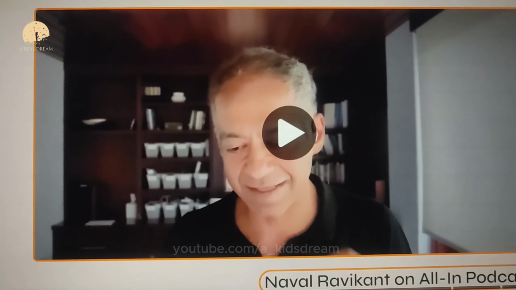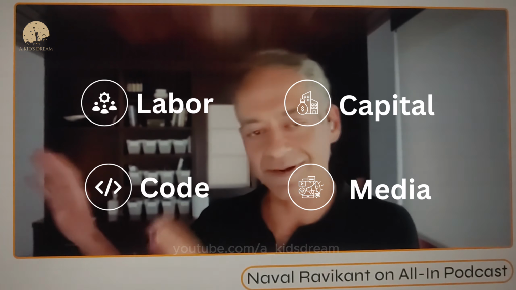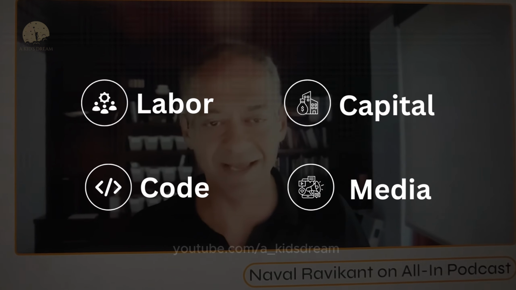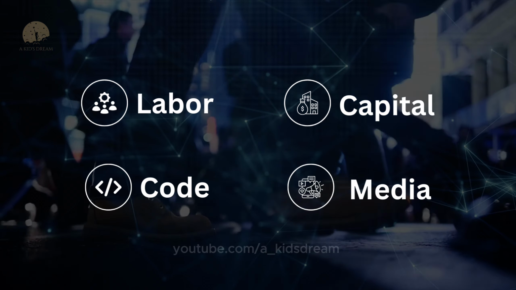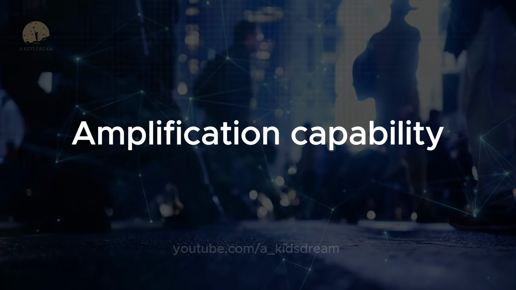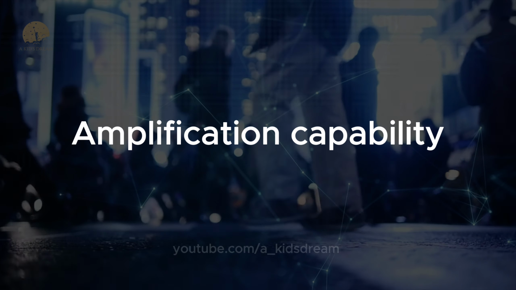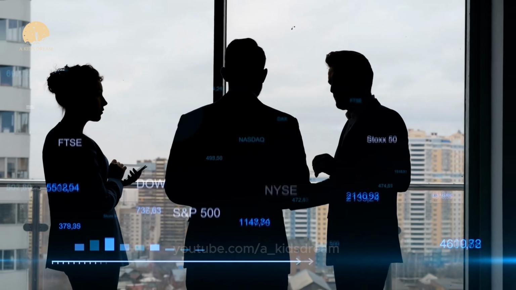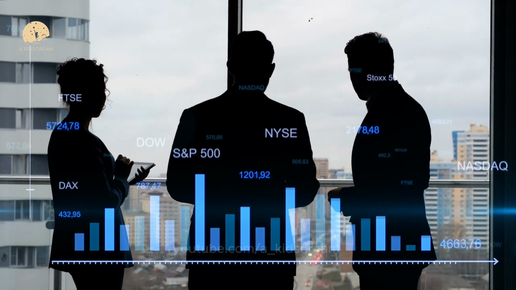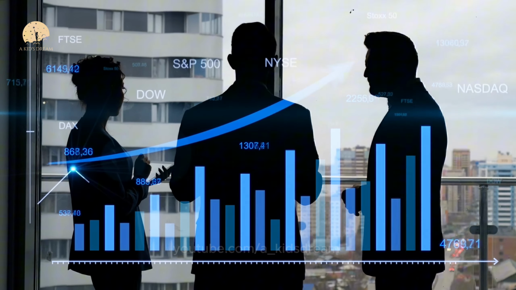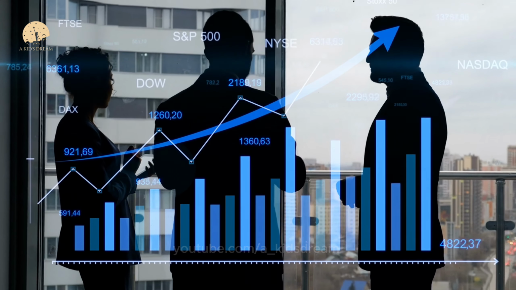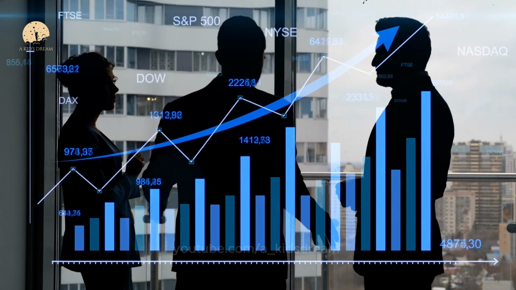According to Naval Ravikant, the rise of the knowledge economy and creator economy has introduced four modern forms of leverage: labor, capital, code, and media. Unlike previous centuries, these levers share one defining characteristic: the ability to scale almost infinitely. Code can run 24 hours a day. A video can be watched millions of times without requiring additional effort. Technology enables value to be distributed widely at an almost zero marginal cost.